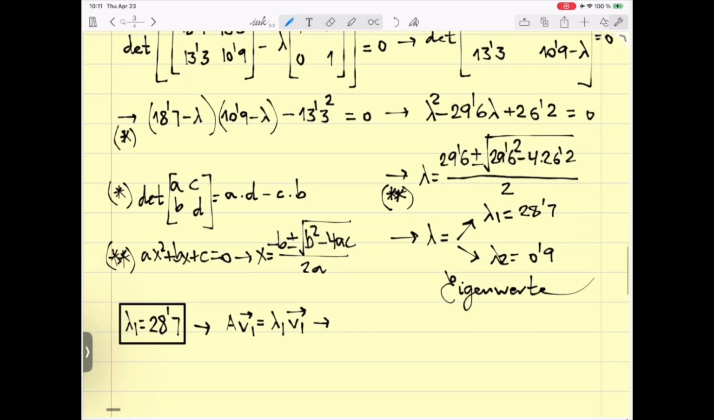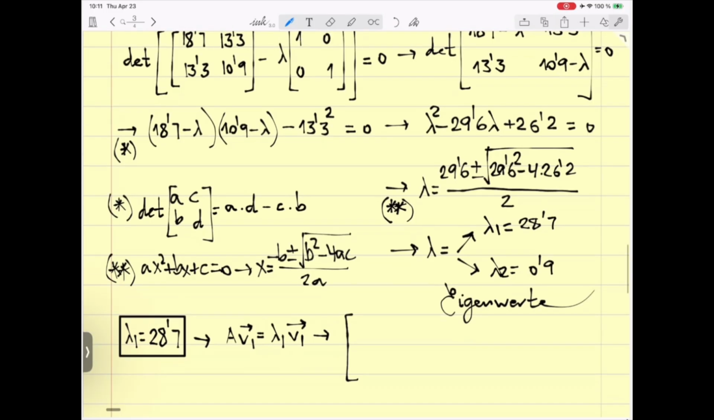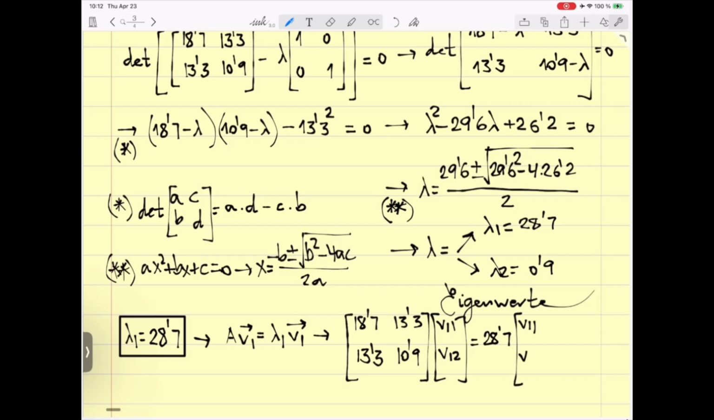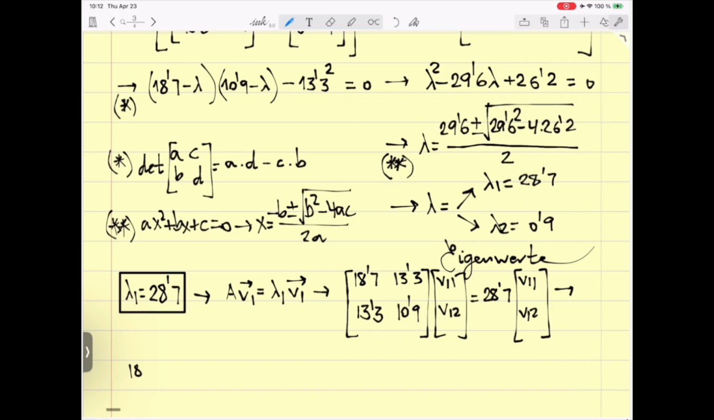To solve this equation is a piece of cake. Let's do it slowly. If you don't understand any step, just say it, okay? So I write here the first vector, V11, V12, equals 28.7 times V11, V12. And this is going to be 18.7 V11 plus 13.3 V12 equals 28.7 V11. I'm just multiplying this times this and this times this equals this times this. So these are two equations in one.